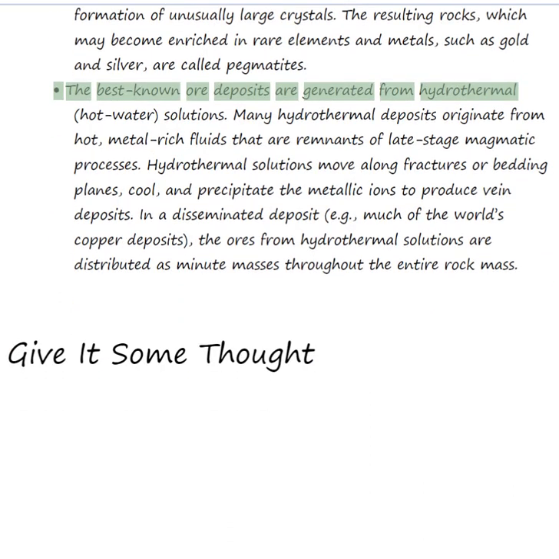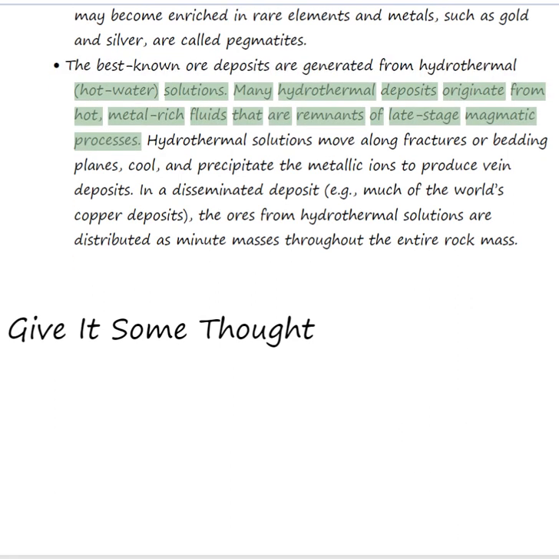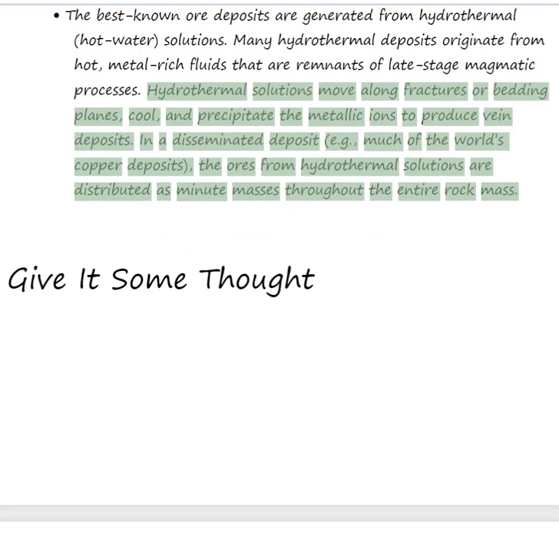The best-known ore deposits are generated from hydrothermal solutions. Many hydrothermal deposits originate from hot, metal-rich fluids that are remnants of late-stage magmatic processes. Hydrothermal solutions move along fractures or bedding planes, cool, and precipitate the metallic ions to produce vein deposits. In a disseminated deposit, the ores from hydrothermal solutions are distributed as minute masses throughout the entire rock mass.